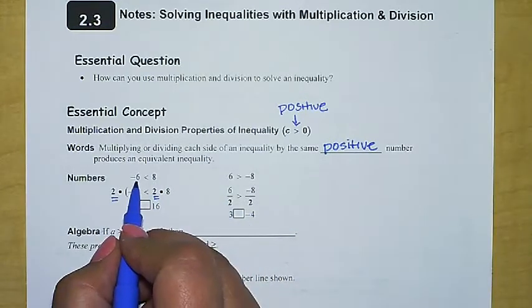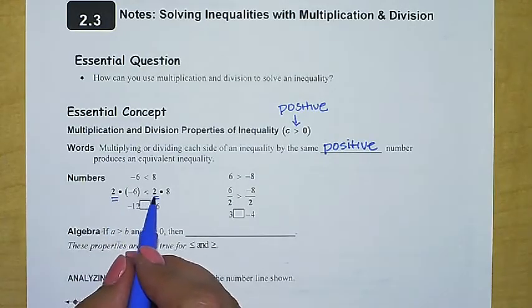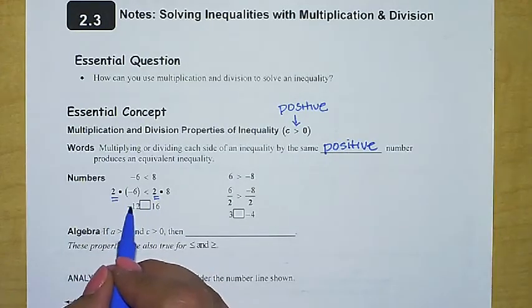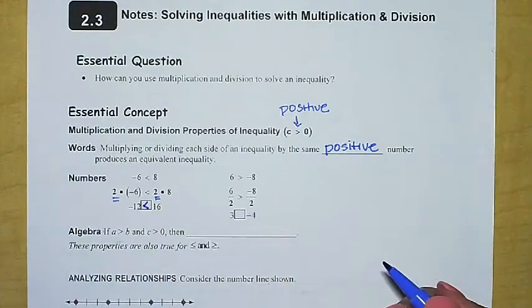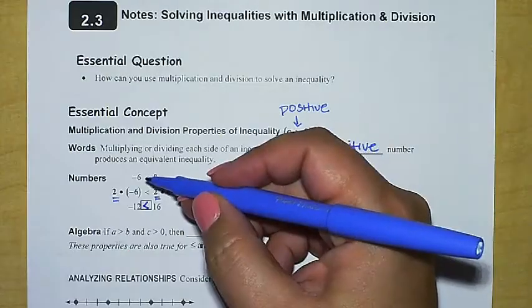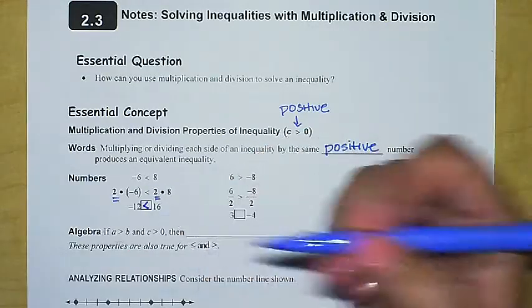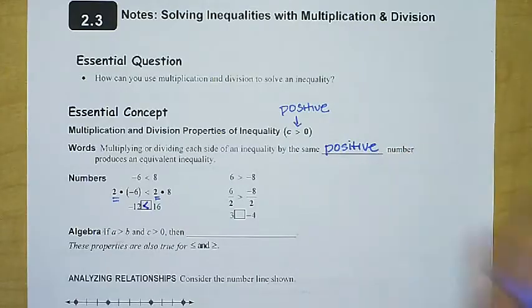So here we know that negative 6 is less than 8. We know that's true. If we multiply by 2 on both sides, we get a negative 12 on the left. That is still less than positive 16, which is the result on this side. So the inequality relationship is still preserved. Nothing bad happens, if you will, and we're okay.